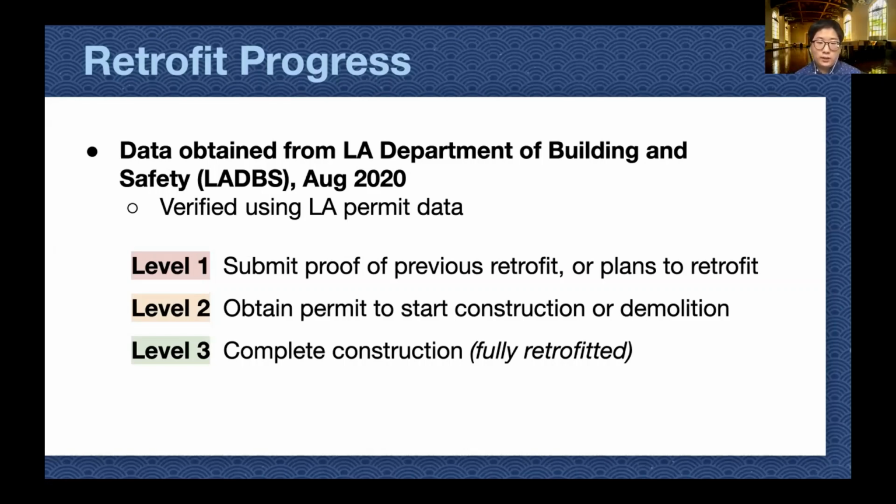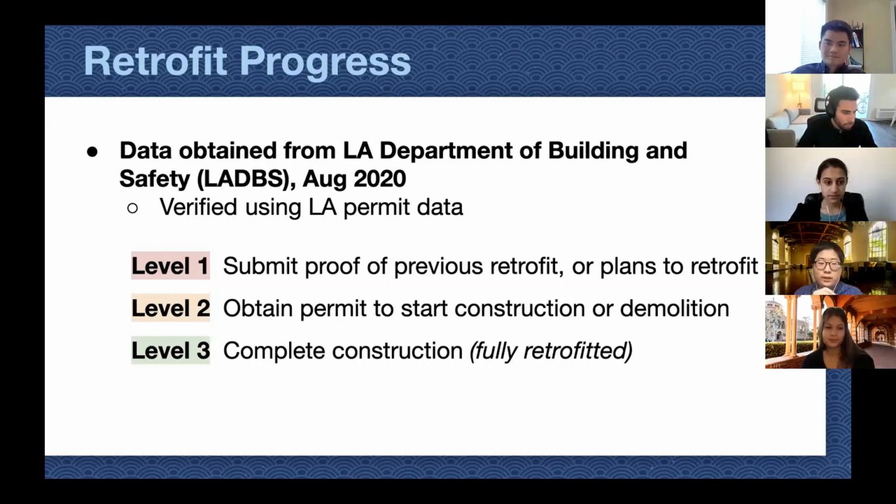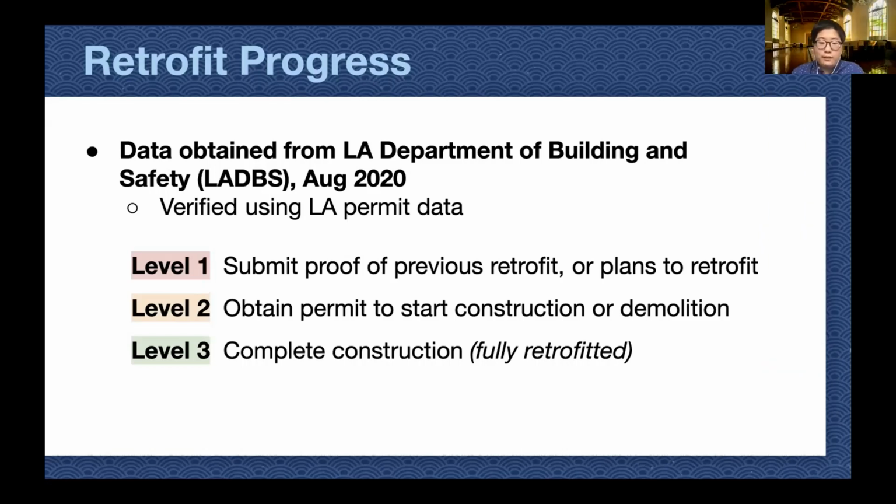Under the current ordinance, the retrofit progress is divided into mainly 3 compliance levels or tiers. There's level 1, where the owner submits a proof of retrofit or the plan to retrofit. Level 2, where the department issues the permit to start the retrofit construction. And level 3, where the building has been fully retrofitted.